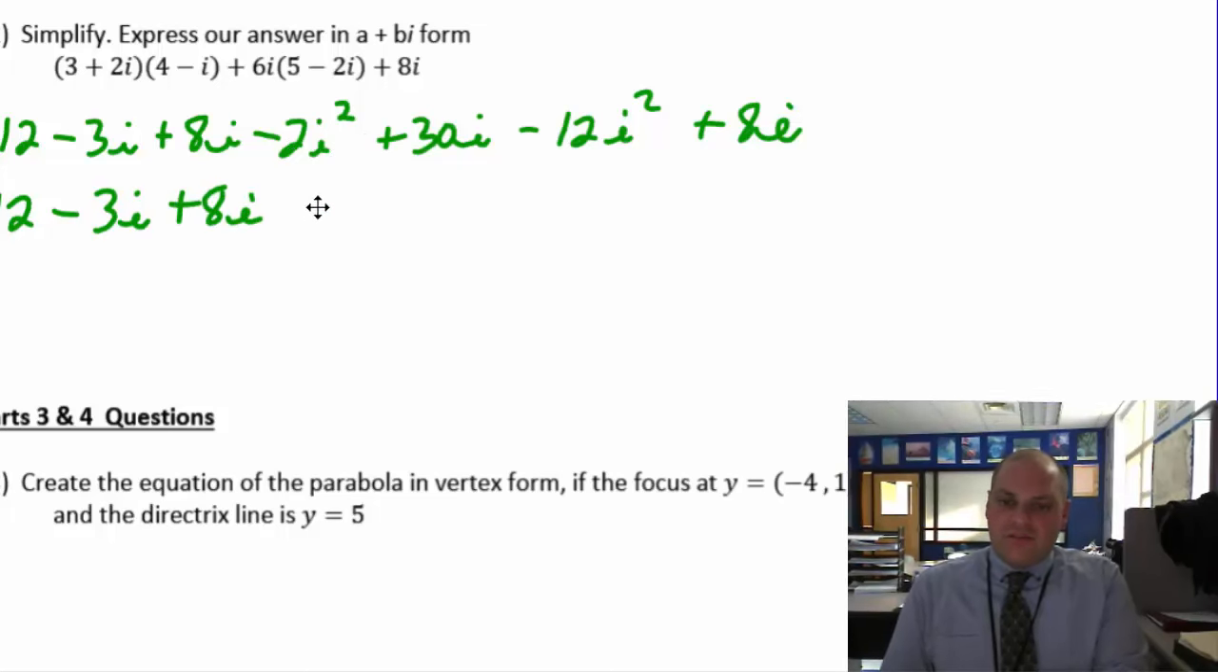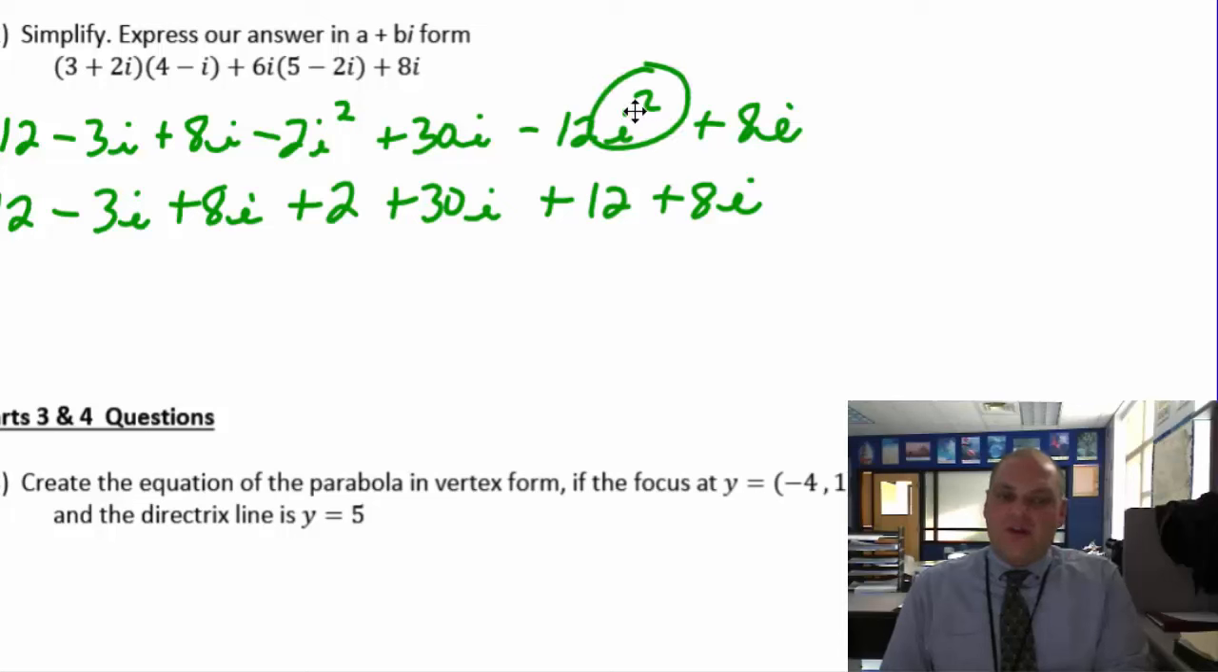Now, this is negative 1 times negative 2, so that's plus 2, 30i. Here's another negative 1 times negative 12, so that's plus 12. See, that i goes away. i squared is just negative 1. Negative 1 times negative 12 is plus 12. Now I'm combining like terms.